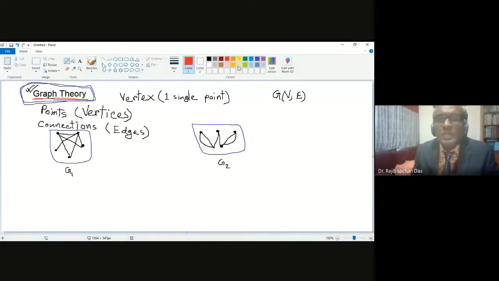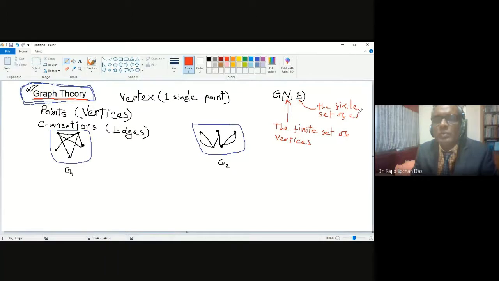So what is V? V is the finite set of vertices. Finite means there should be a specific number of elements. And E is again the finite set of edges.